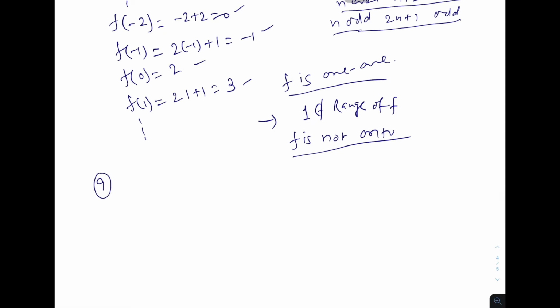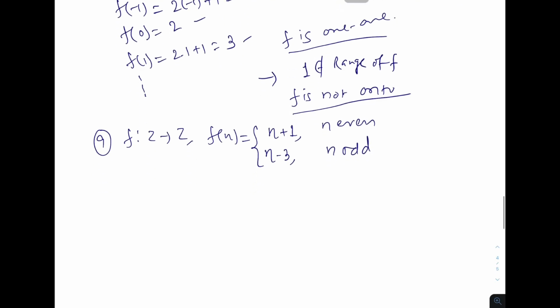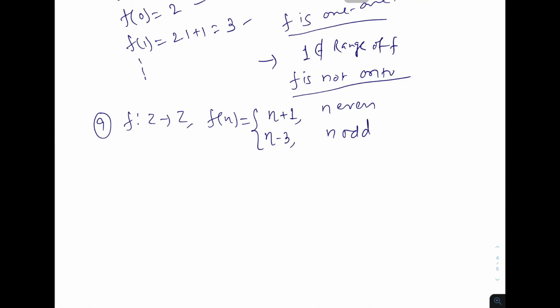Next, let us see f from Z to Z, f(n) equal to n plus 1 when n is even, n minus 3 when n is odd. So here also we need to check for 1-1 and onto.